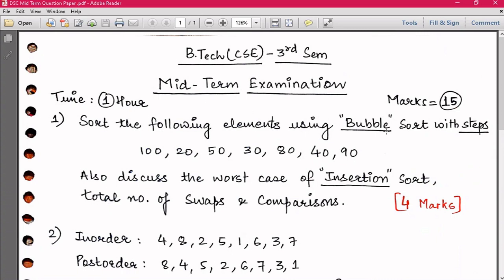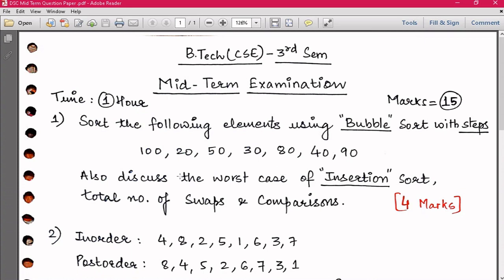Sort the following elements using bubble sort with steps. So basically what you need to do is, as you can see, there are 7 elements. So you will be applying bubble sort on it, and if the number of elements is n, then the number of passes will be n minus 1. Accordingly, you have to apply 6 passes and sort these elements using bubble sort.